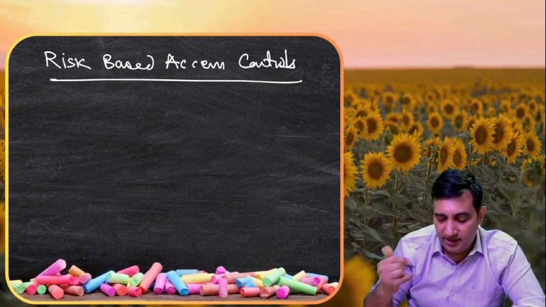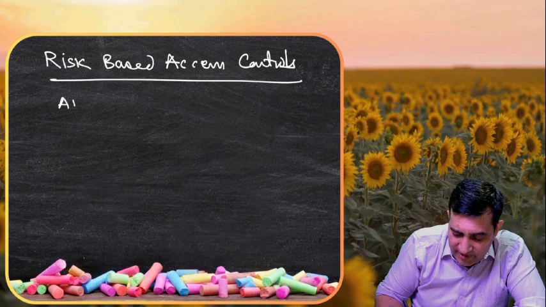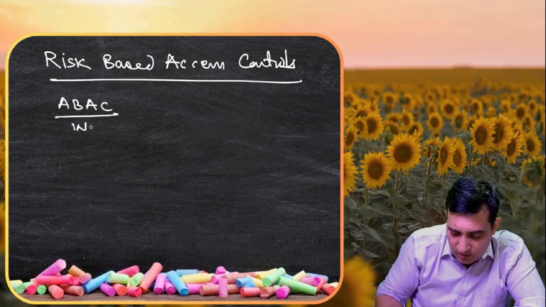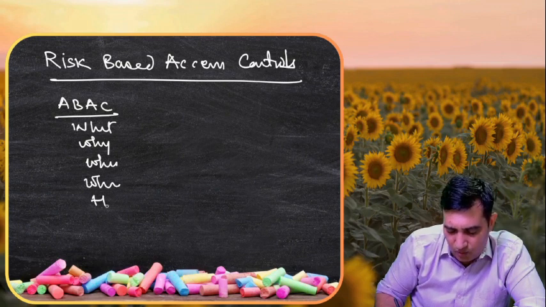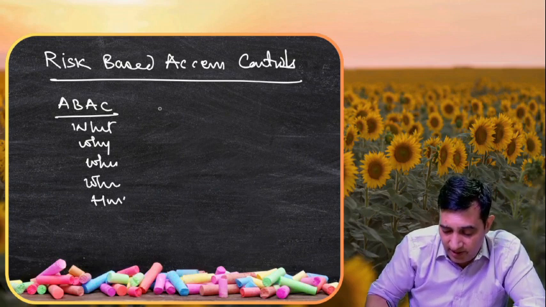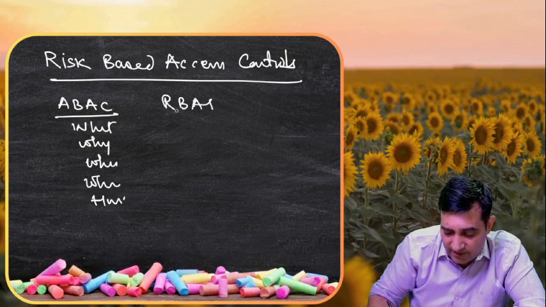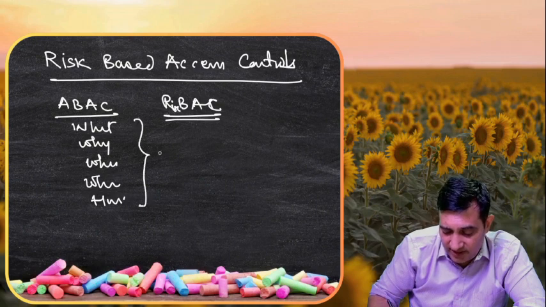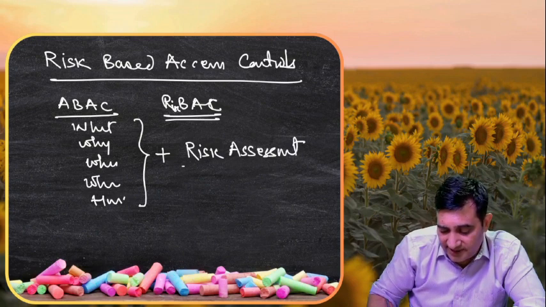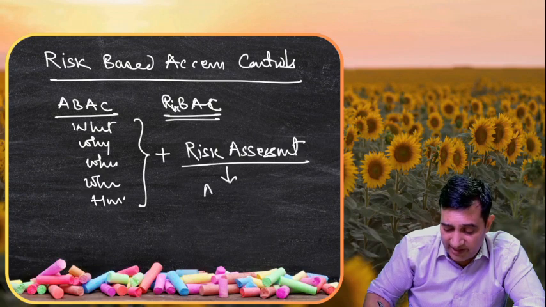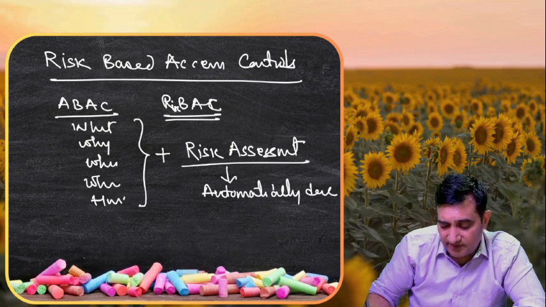And what is that more part? So let me tell you. In attribute-based access control, we are just checking what, why, when, where, how, all those parameters, right? Now in risk-based access control, we don't just depend on these. In addition to these, we are also performing a risk assessment. Now, how is this risk assessment performed? This is automatically done by the system on cloud.